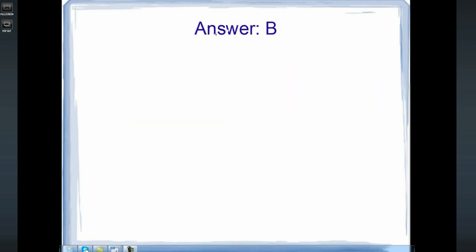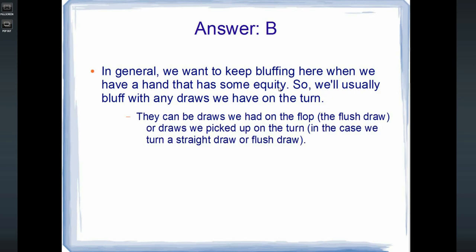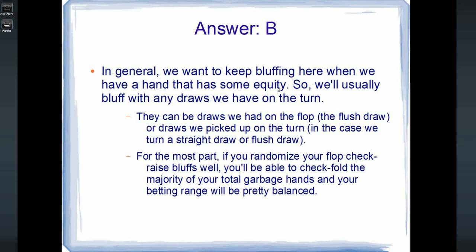Pause for a moment and think, and then I'm going to tell you what I think we should do. Answer B, which was to check fold. So in general, we want to keep bluffing here when we have a hand that has some equity. So we'll usually bluff with any draws we have on the turn. They can be draws we had on the flop that we check raise, such as the flush draw, or draws we picked up on the turn, in the case we turned a straight draw or a flush draw. For the most part, if you randomize your flop check raise bluffs well, you'll be able to check fold the majority of your total garbage hands, and your betting range will still be pretty balanced.